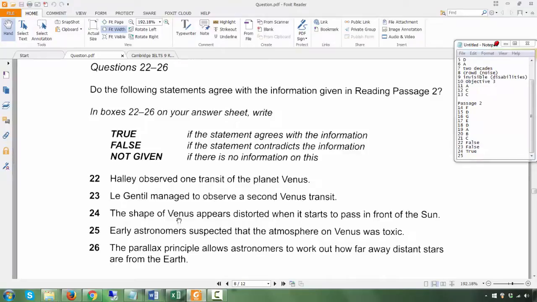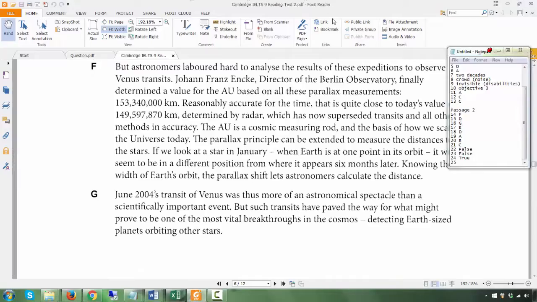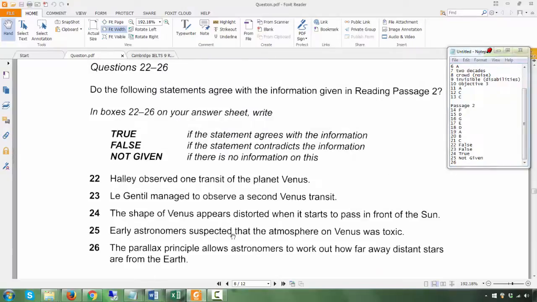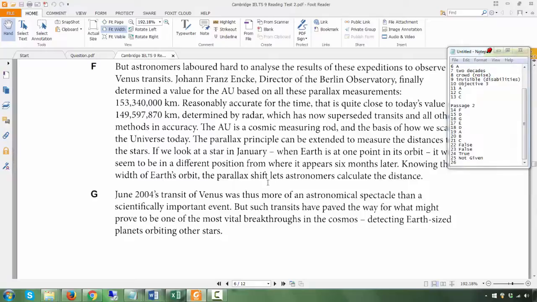Now, 25. Early astronomers suspected that the atmosphere on Venus was toxic. And pretty much it doesn't say anywhere. You don't have to look around the whole article, because if it's in order, we just have to look at F and G after the answer for 24. And we don't find anything about early astronomers suspecting that the atmosphere on Venus was toxic.